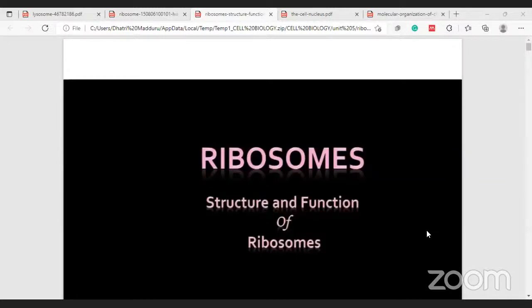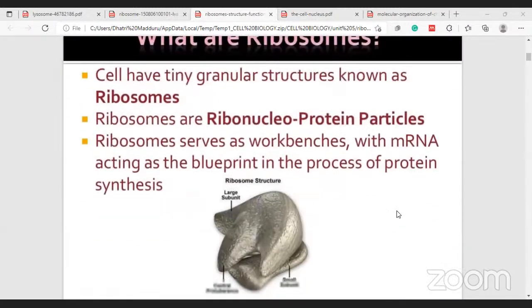Now we discuss the next topic, which is ribosomes. So what are ribosomes? Ribosomes are granular structures. They are mainly the protein synthesizing machinery, and they are ribonucleoprotein particles. That means rRNA, ribonucleic acid, is present, and along with this, you have the protein portion also.